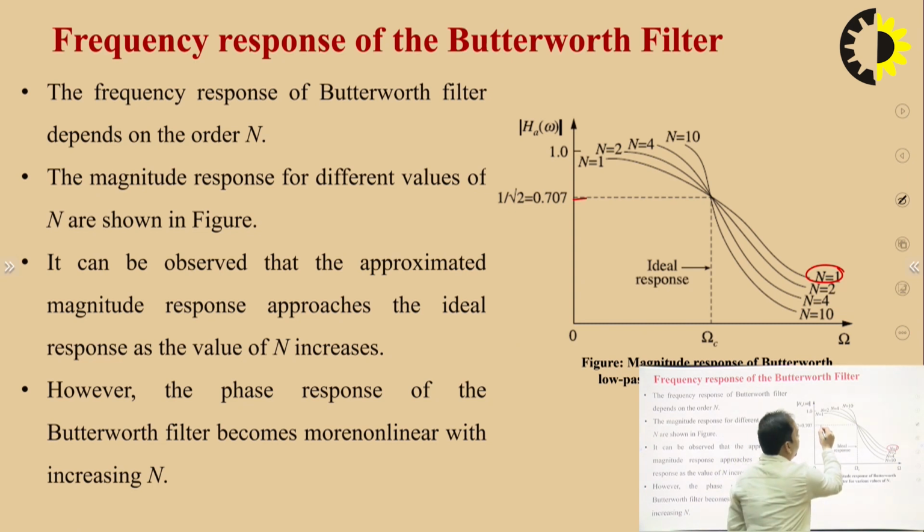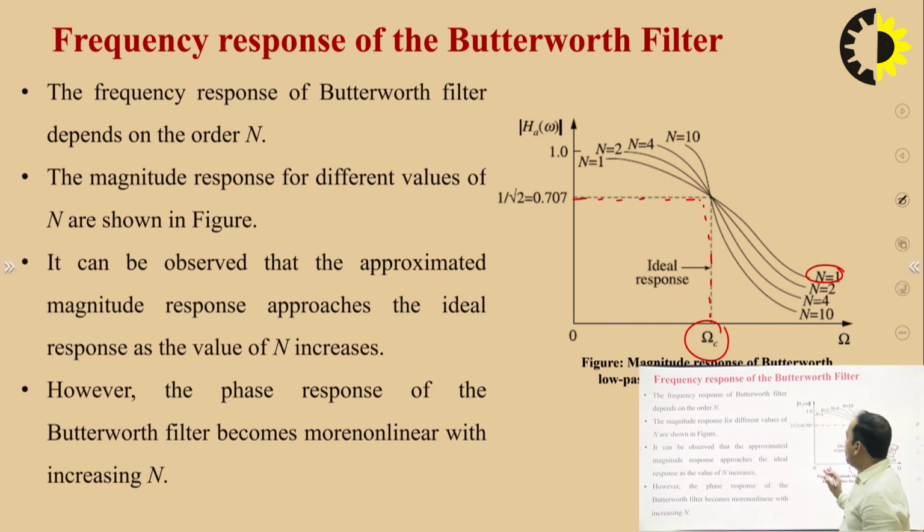This is the ideal response of a low pass filter, where omega c is called the cutoff frequency. The cutoff frequency is the frequency at which the gain reduces to 1 by root 2 times the maximum value, or we can say when the gain reduces to 3 dB. So this particular frequency is also called the 3 dB frequency. We need to calculate this for the low pass filter.